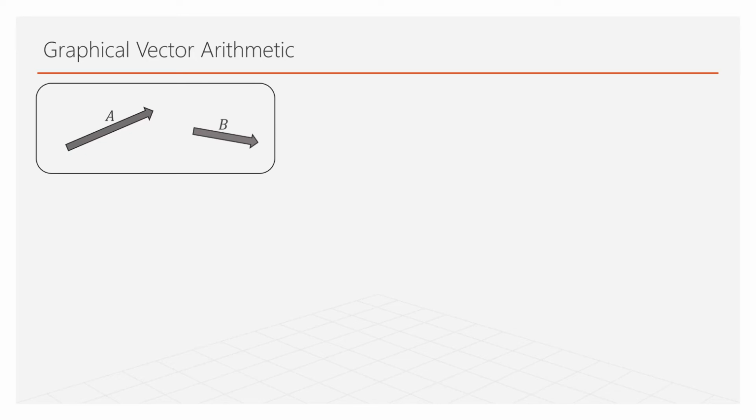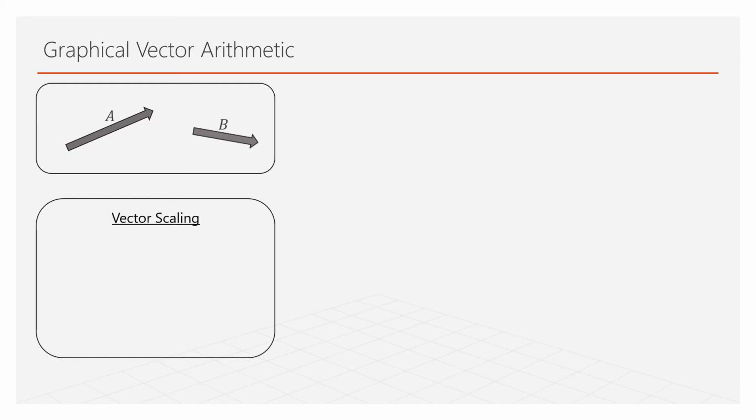Let's now discuss the graphical form of vector arithmetic. Here are 2 vectors, a and b, where a is significantly longer than vector b. Vector a is pointing upward at approximately 30 degrees, and vector b is pointing downward at approximately 20 degrees. The first operation is called vector scaling.